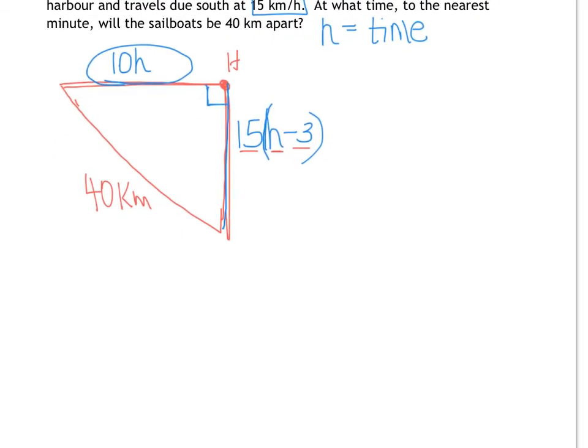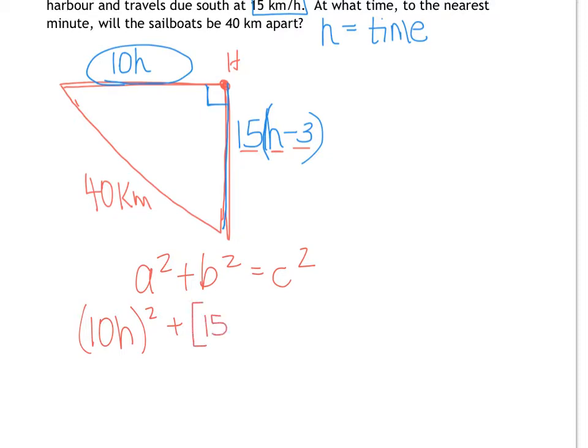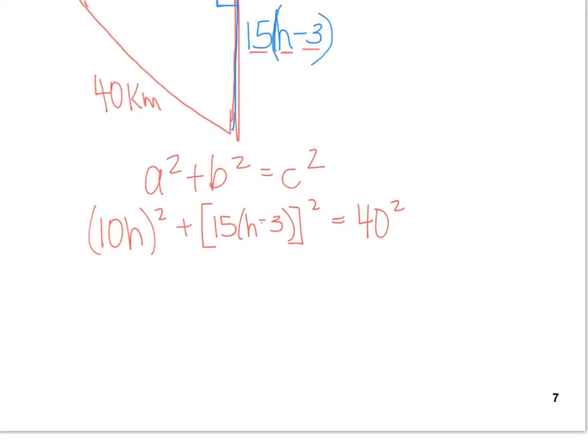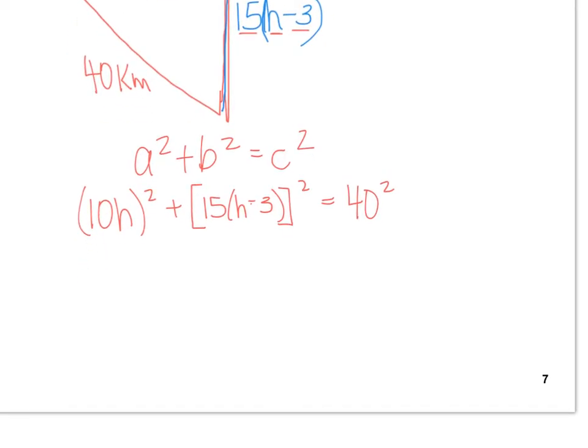So if we think Pythagorean theorem, a squared plus b squared equals c squared, we're going to have 10h squared plus 15 times h minus 3 squared equals 40 squared. And now we got to do the math on expanding that.